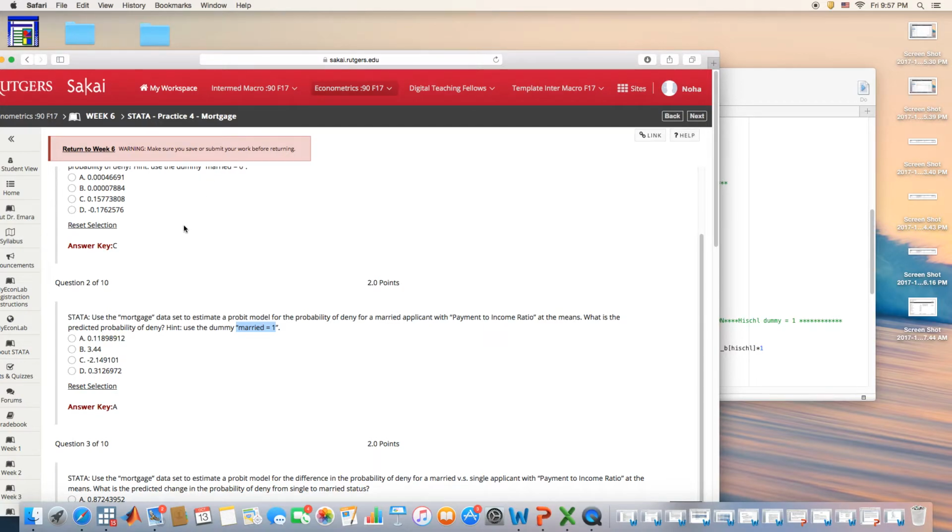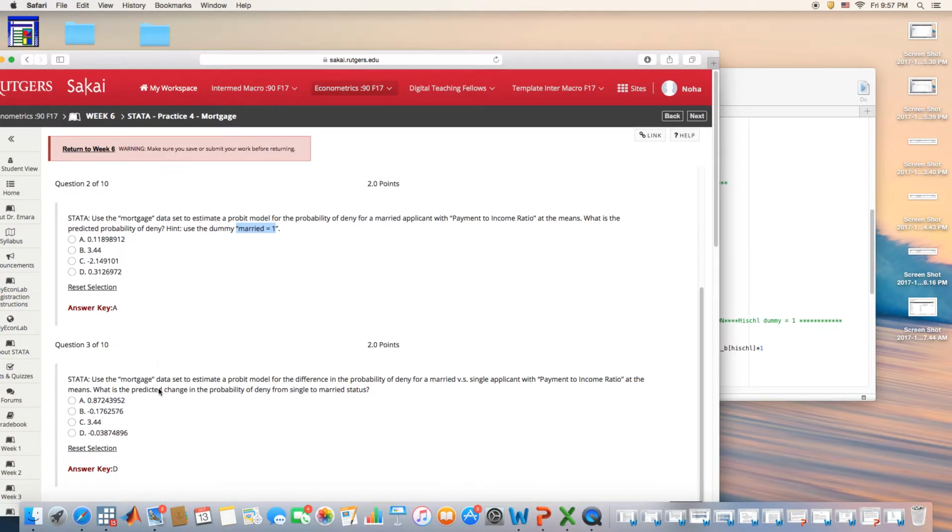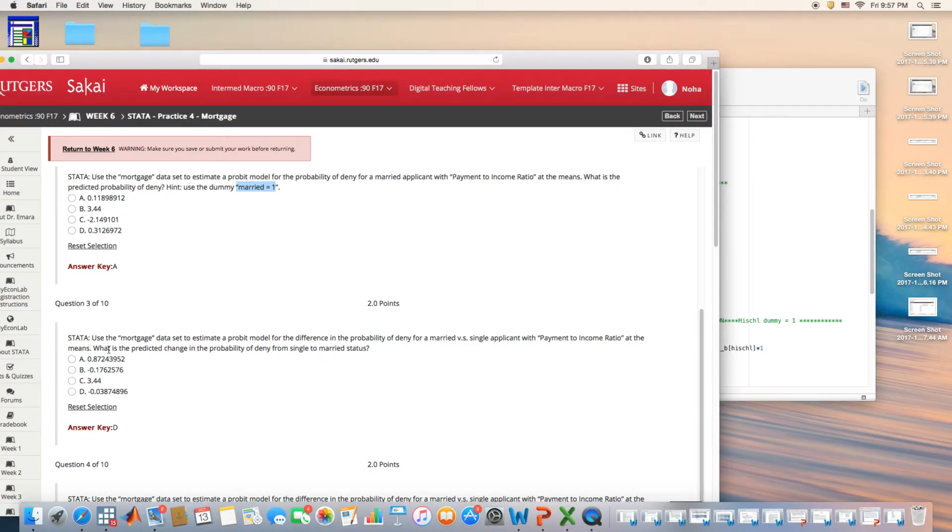So this is the probability of single, this is the probability of married, and the next question depends on the first two. I'm asking you what is the predicted change in the probability from single to married. Of course, you would expect a drop, right? So rejection here is higher than a rejection for a married person. So it makes sense that it's going to be either B or D. Why? Because we expect a married person to have less probability of being denied for a mortgage application.